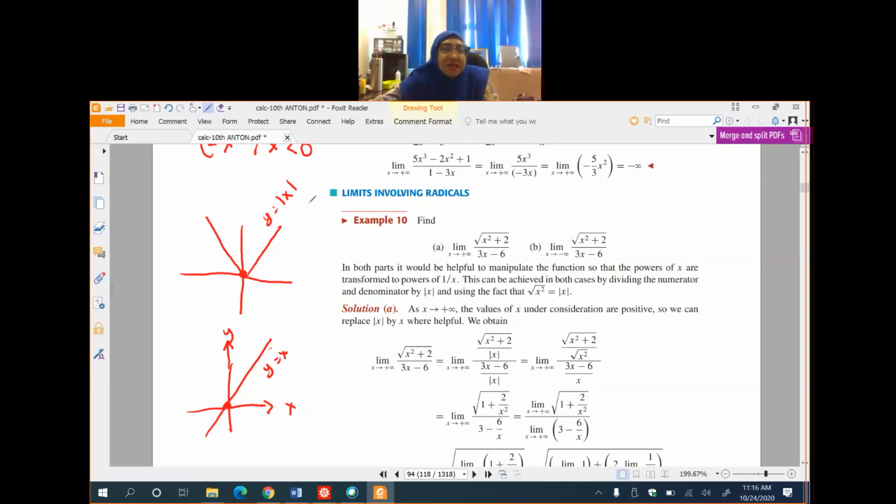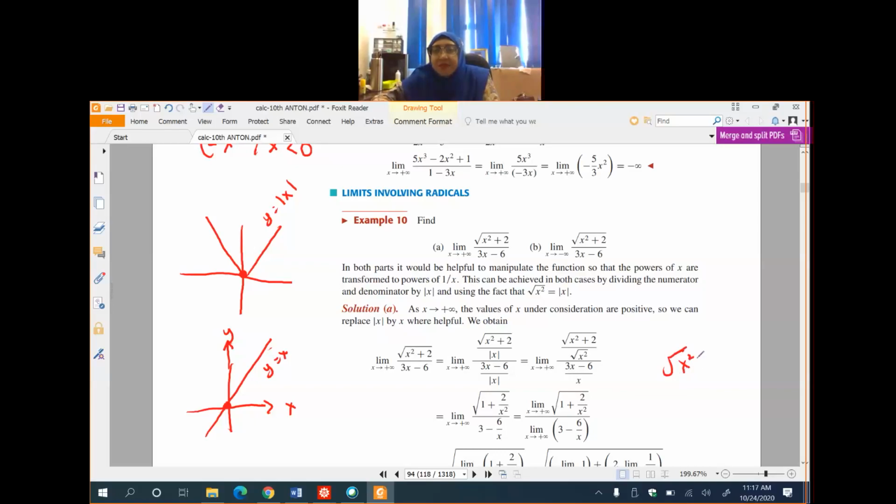Another way of expressing y equal to the absolute value of x is this one, the square root of x squared. Why is that? It is because if you look at the graph, y equal to the absolute value of x is always positive. What is the behavior of the square root of x squared? Is it always positive? Let's say x equal to 2. 2 squared is 4. Square root of 4 is equal to 2.